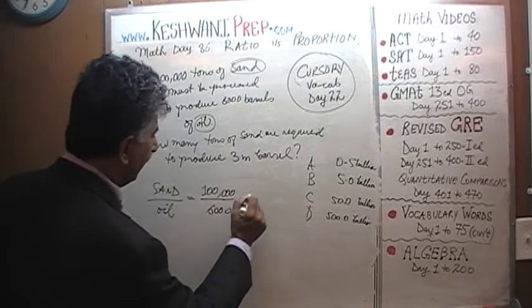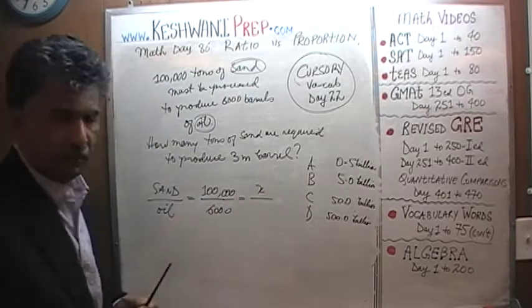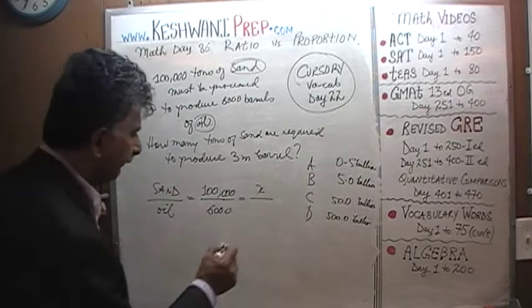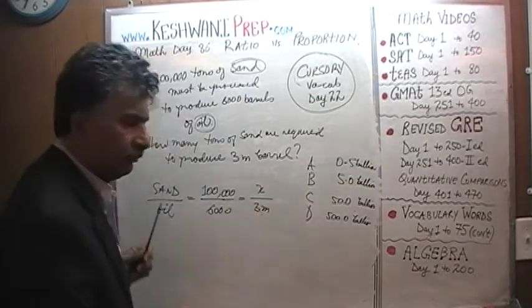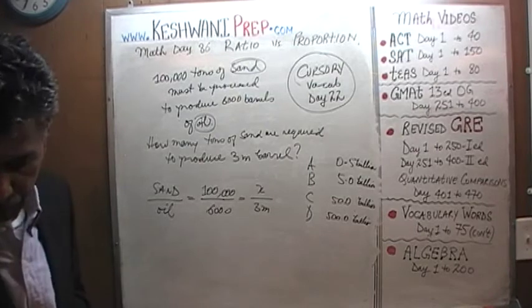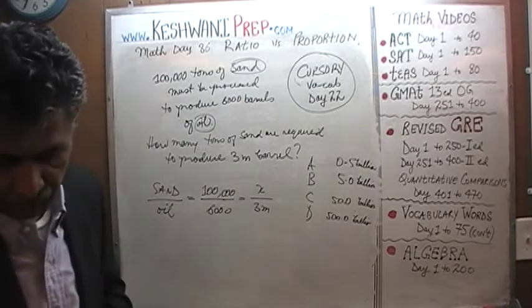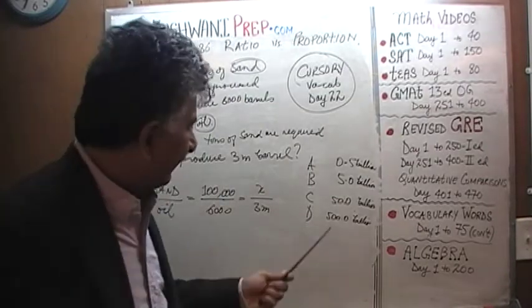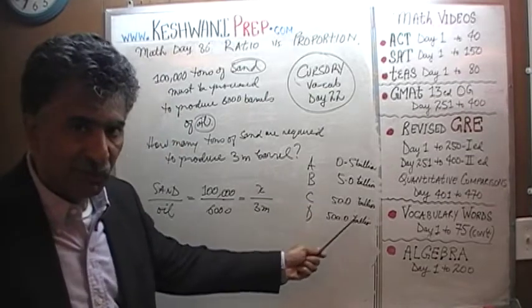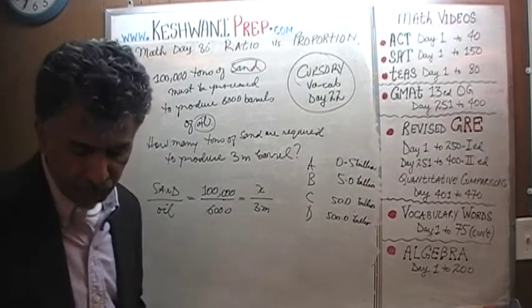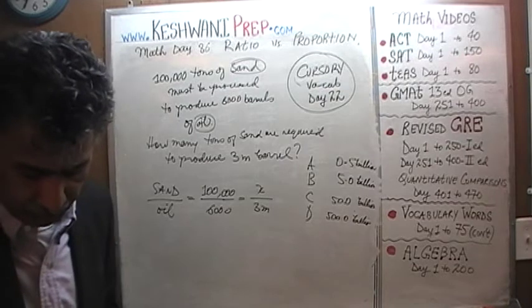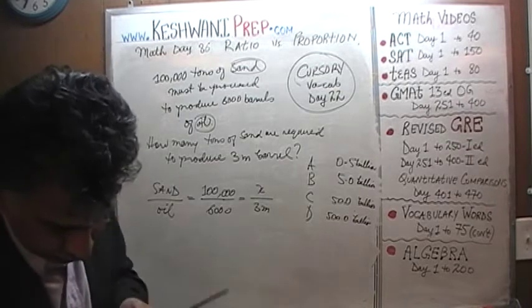The question is, how much sand we need to process in order to have 3 million barrels of oil? That's all it is. Quite simple, straightforward. Make sure you pay attention, because that's all it is. It's a matter of missing one digit. And if you miss it by one digit, you're gonna end up getting a wrong answer. Let's do it together, shall we?